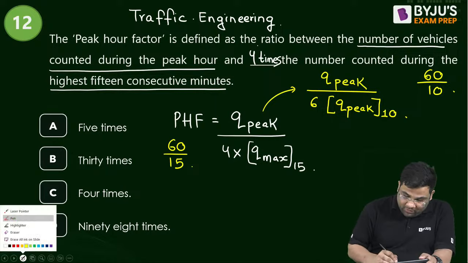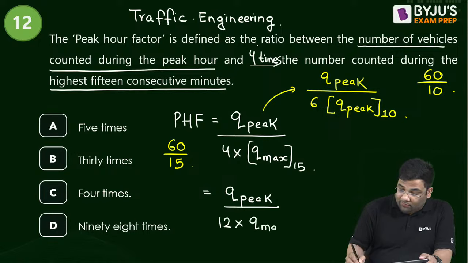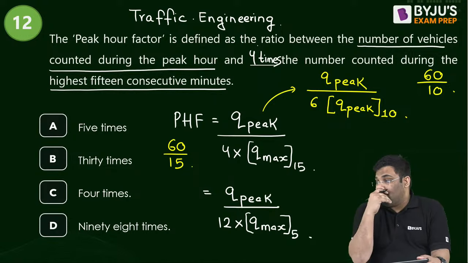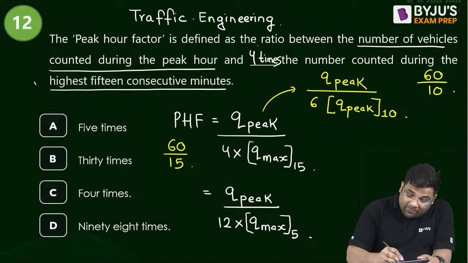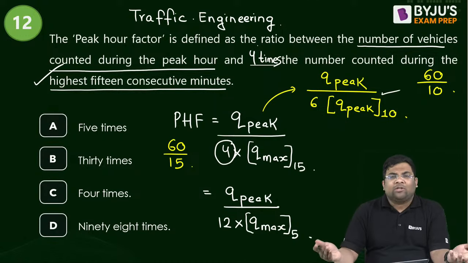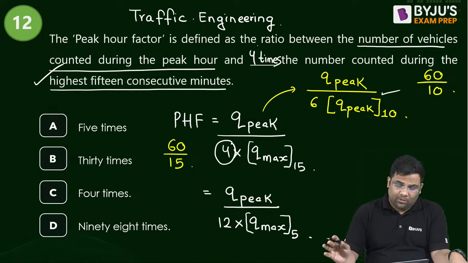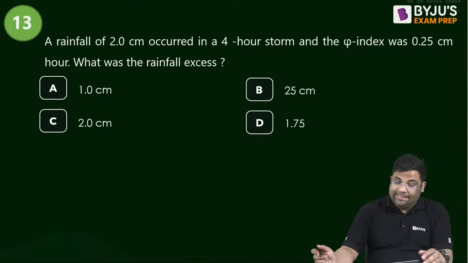It can also be equal to Q peak by 12, if you are taking a 5 minute interval. So it depends on which minute interval you are taking. Here they have just asked for the highest 15 minutes, so it becomes 4 times. If they had asked for the highest 10 minutes, then 6. If they asked for the highest 5 minutes, then 12. So, 4 times is the right answer. That was question 12, and then 13.